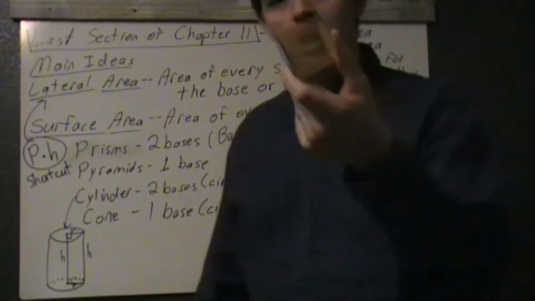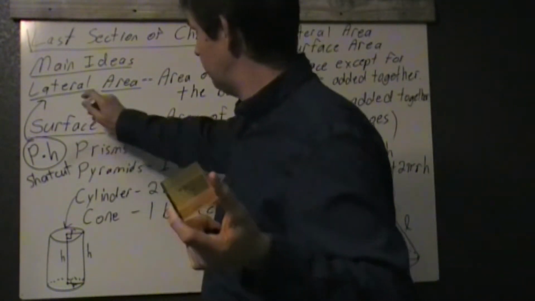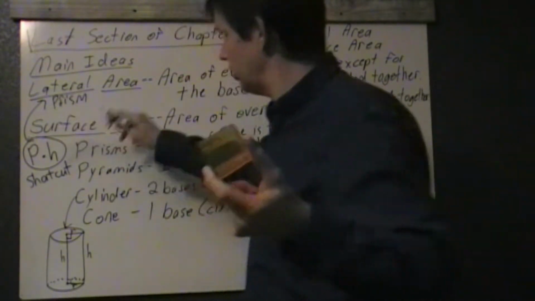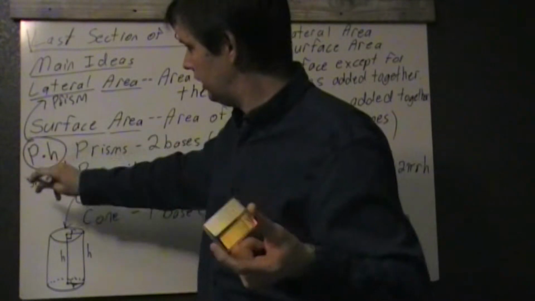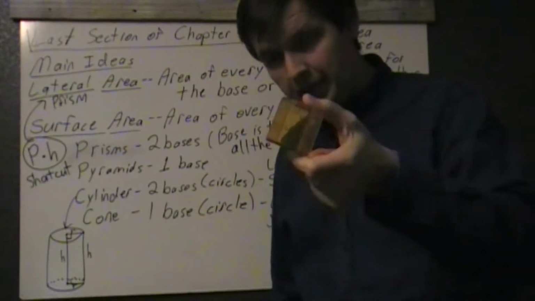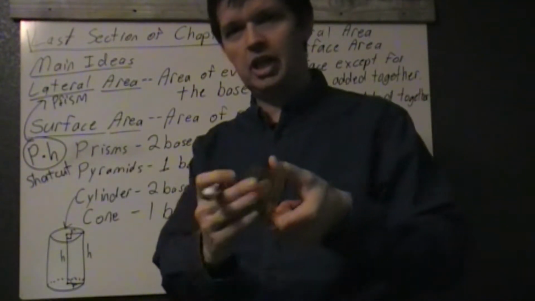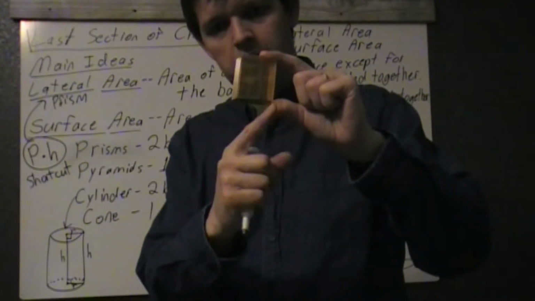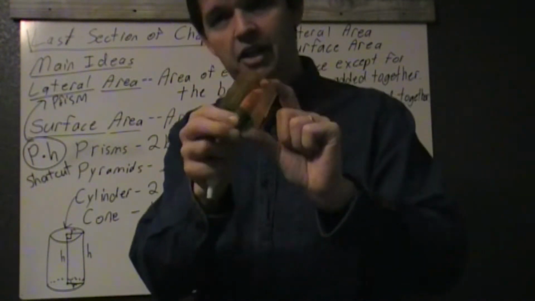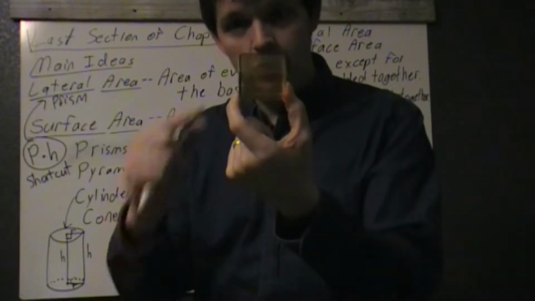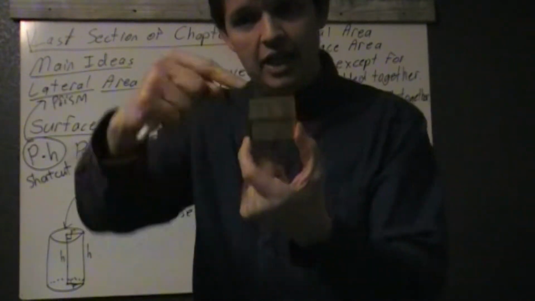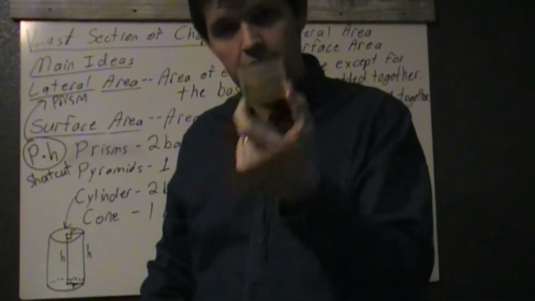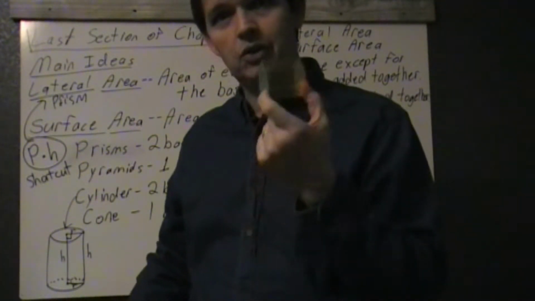Okay? For any prism, the lateral area is just the perimeter of the base, big P, perimeter of the base, times the height. Now think about that for a moment. See, it's just the perimeter of the base times the height. If I had it on its side, it would be the perimeter of the hexagon times the other direction, the height of the rectangle. That's the way you'd find the lateral area.